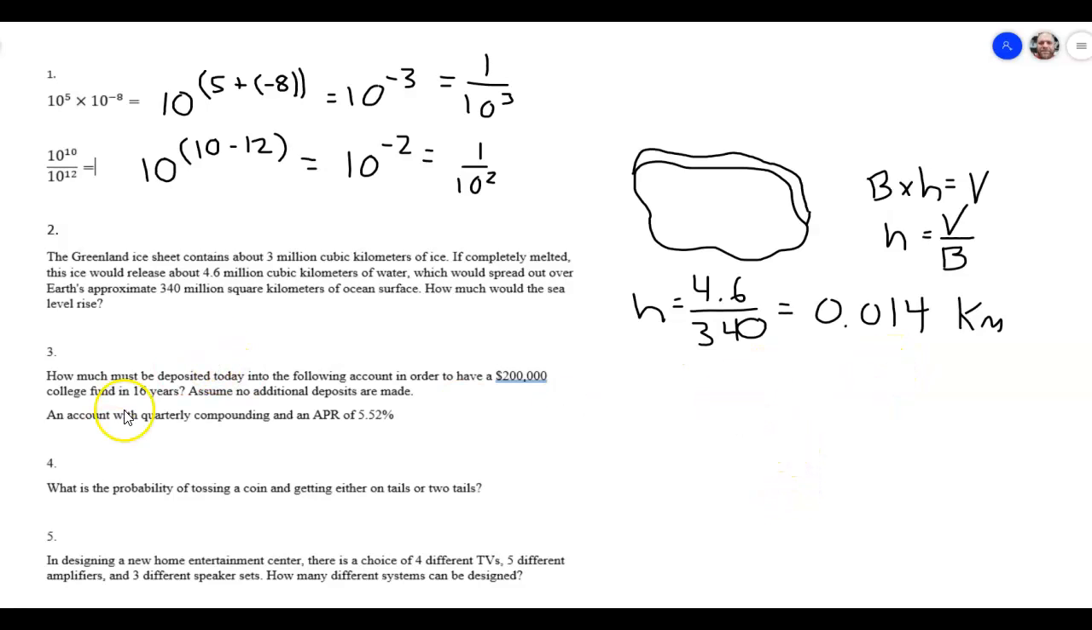All right, number 3. How much must be deposited today into the following account in order to have a $200,000 college fund in 16 years?